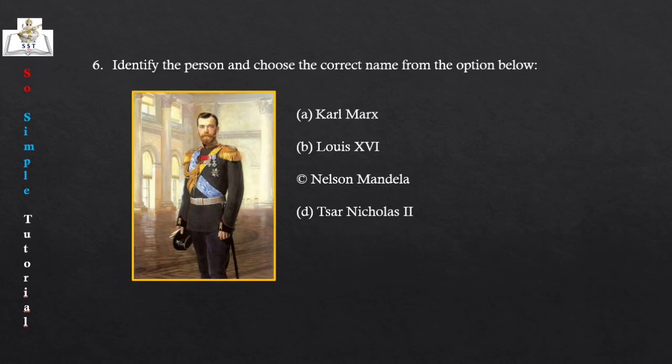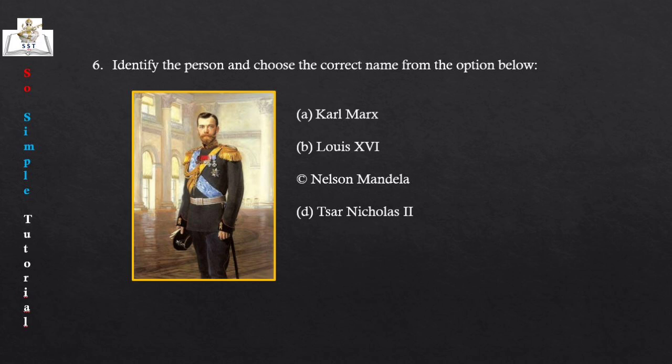Students, questions can be asked from the pictures given in your textbook. For example, look at this example. Identify the person. You all know he is Tsar Nicholas II. So the answer will be D. You have several graphs and tables in your textbook. So there can be questions based on them also. So read every graph and table given in your book, particularly the economics book.